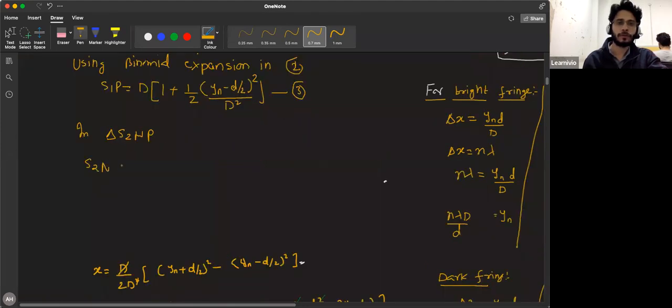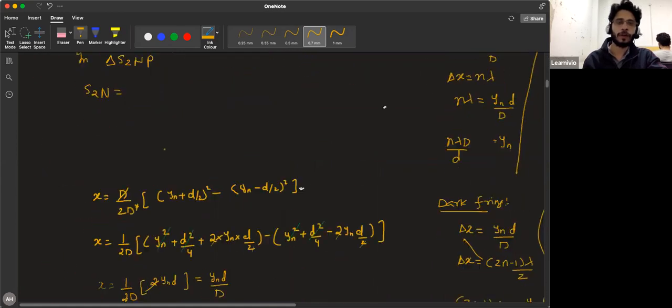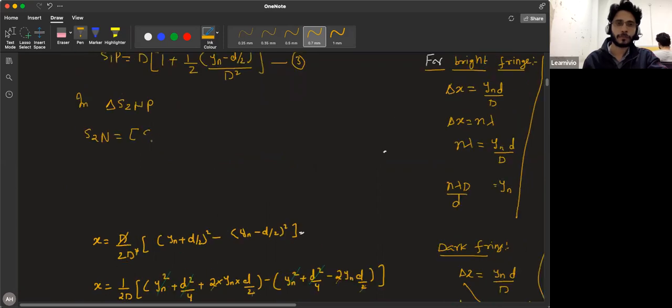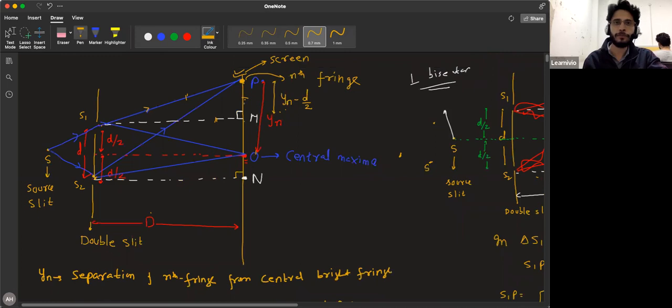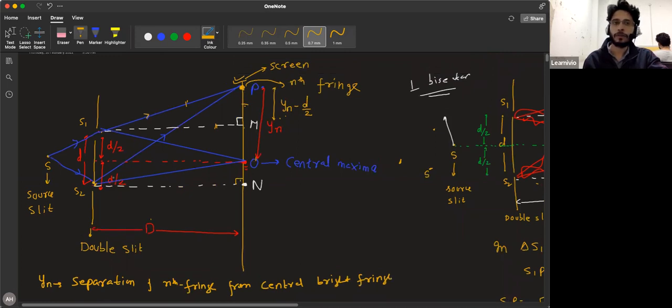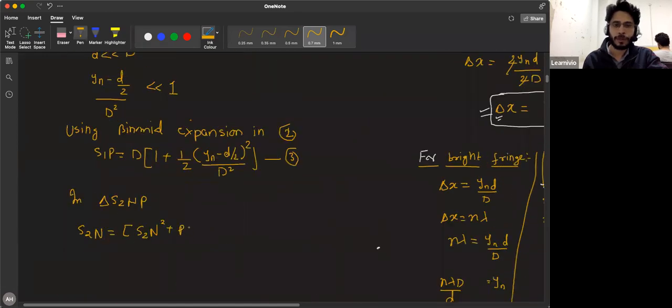So you can write this as S2N square plus PN square, to the power half. I'm just using the Pythagoras theorem. See, S2NP is a right angle triangle. So here, by the Pythagoras theorem, the hypotenuse is S2P, which is S2N square plus PN square, the whole to the power half.